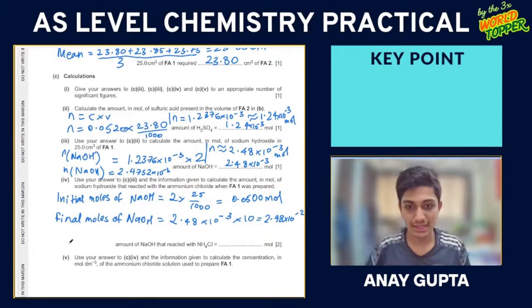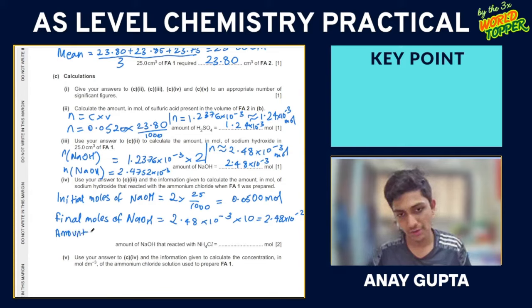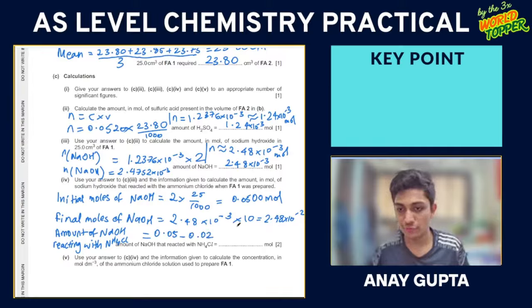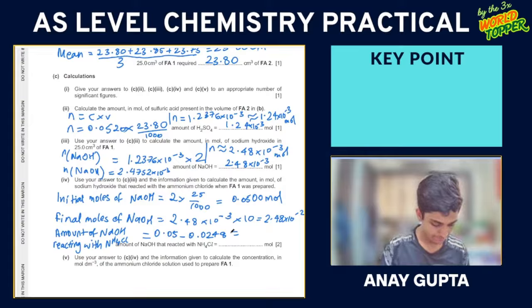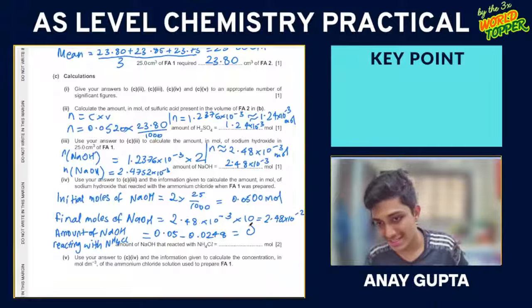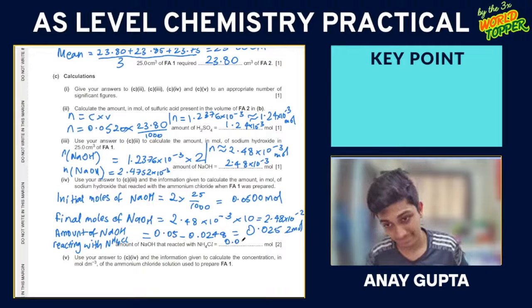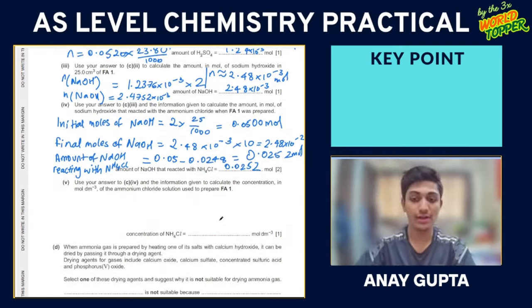Okay, so that means that moles or amount of NaOH reacting with NH4 plus or NH4Cl is going to be 0.05 minus 0.0248. And I can just sort of expand this into a decimal form. And if I put this into my calculator, I get that as 0.0252 mole. That's my answer. This is your entire answer.